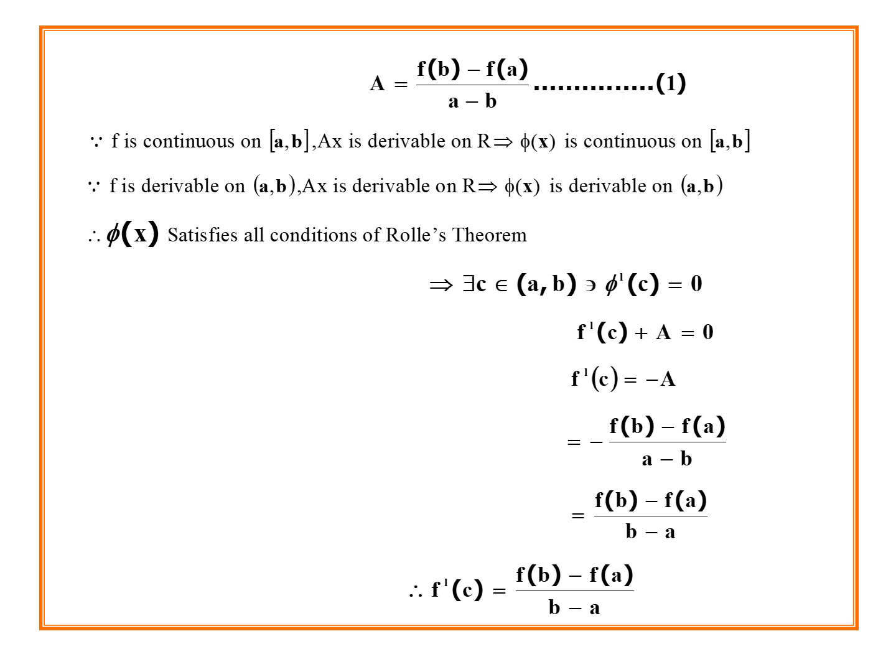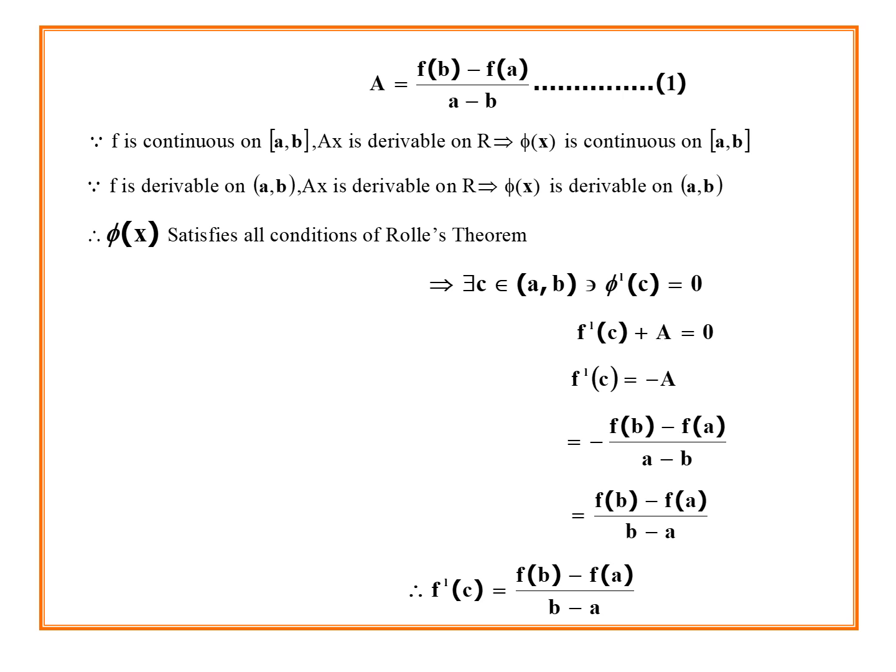Therefore, f is continuous on closed interval [a, b], and the function Ax is derivable on R. That implies phi of x is also continuous on closed interval [a, b]. Also, f is derivable on open interval (a, b), and a constant multiple Ax is derivable on R. That implies phi of x is derivable on open interval (a, b).